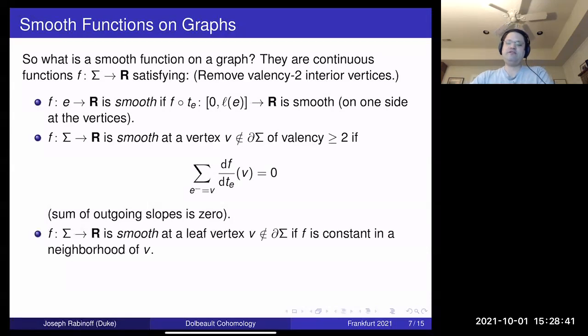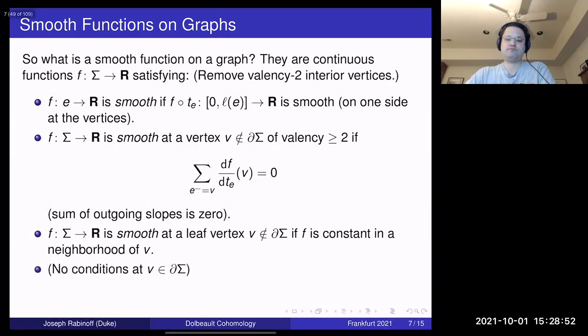And it's smooth at a leaf vertex. That means it's going to be constant in a neighborhood of the vertex. An interior leaf vertex, rather. And there are no conditions at any boundary vertex. They can be whatever you want. All right, so you get an algebra of functions, which I call A00 of sigma relative to its boundary.